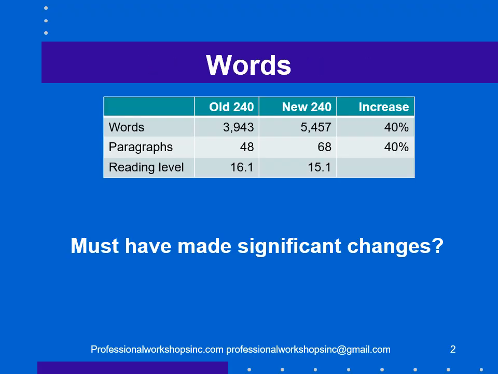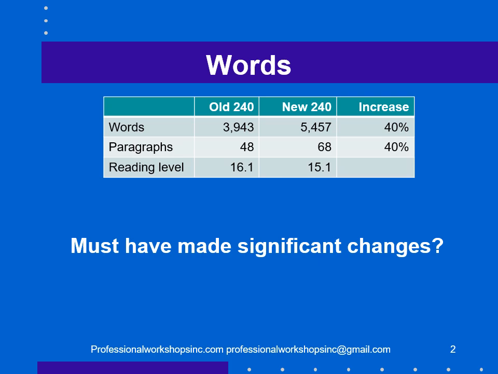Now the words, how long is the section? The old section had just under 4,000 words. The new section has 5,500 words, a 40% increase. Paragraphs have gone from 48 to 68, also a 40% increase. The reading level has gone from 16.1 to 15.1.